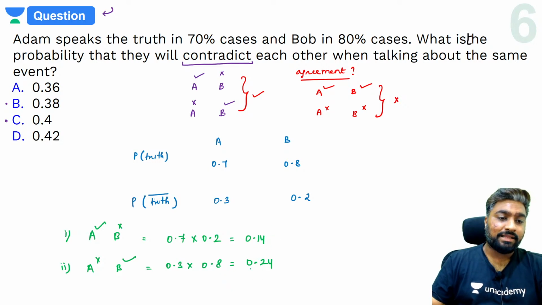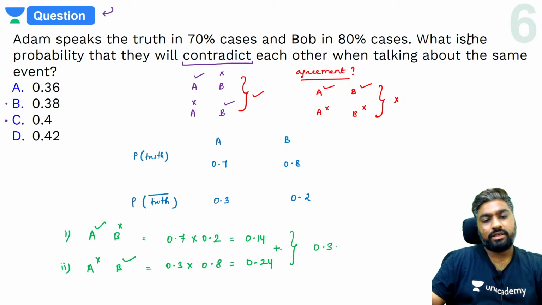Again, what's the scene, guys? Both cannot happen at the same time. A telling the truth and lying also can't happen at the same time, so it is OR. If you add this, what do you get? 0.38.